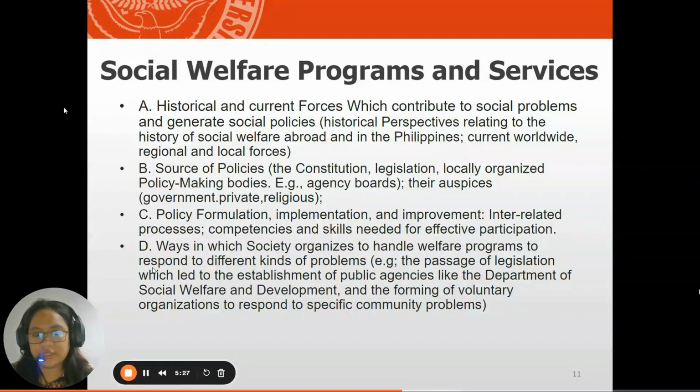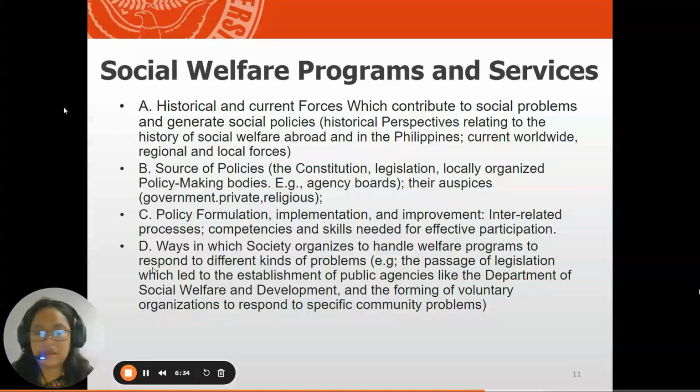And policies are derived from the constitution, legislation, and locally organized policy-making bodies such as agency boards, and are overseen by governmental, private, or religious entities. Then, policy formulation, implementation, and improvement, interrelated processes, contingencies, and skills required for effective participation. And ways in which society is organized to handle welfare programs to respond to the different types of problems. For example, the passage of legislation that led to the establishment of public agencies like the Department of Social Welfare and Development and the formation of voluntary organizations to respond to specific community problems.